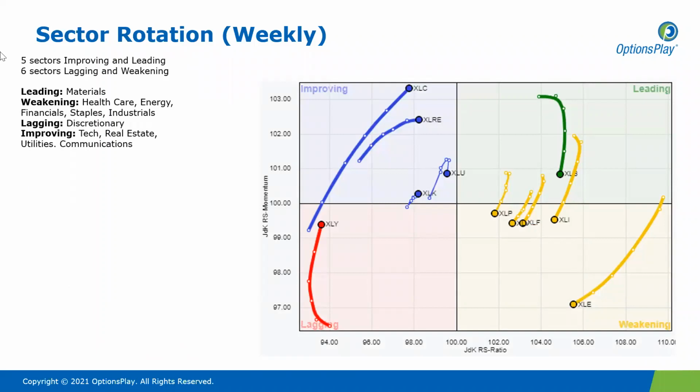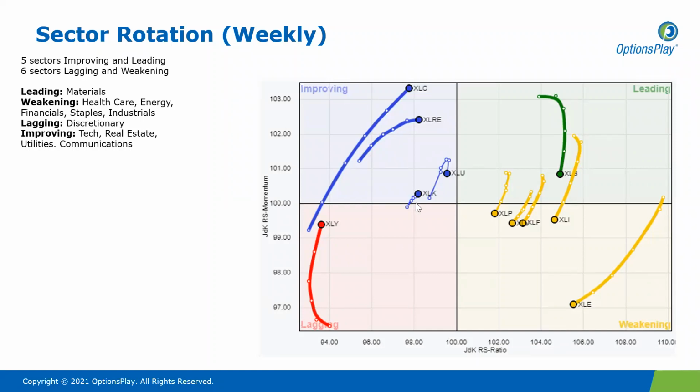Taking a look at sector rotation, we have 5 sectors in the improving and leading category, and we have 6 in the lagging and weakening category. So the leading category only has materials, and even there it is showing outward rotation, looking like it's going to rotate into the weakening category and join staples, financials, industrials, healthcare, and energy. Energy, we are seeing the natural outward rotation after a very strong 2022, with oil prices stagnating or moving a little bit lower.